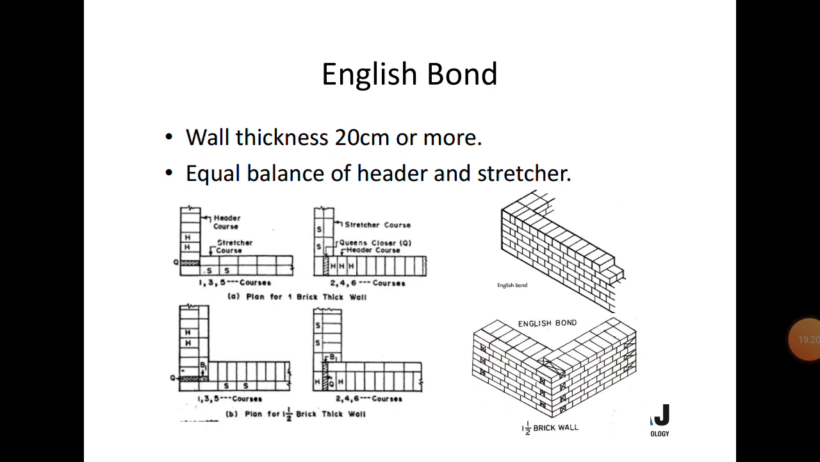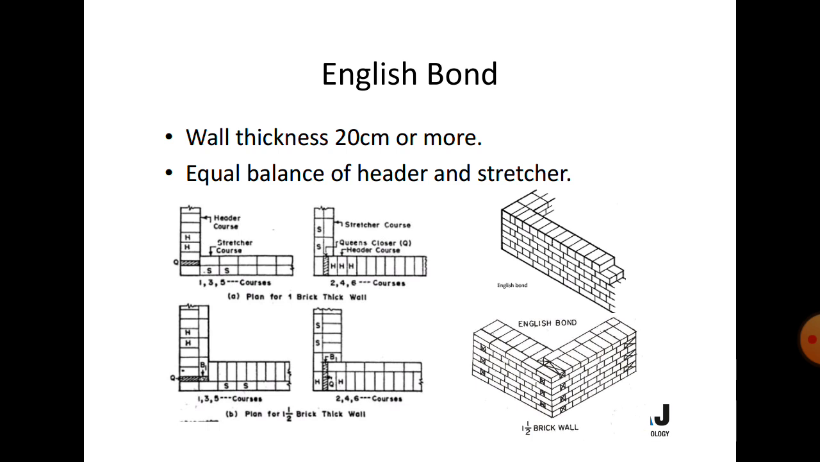Now the next bond is the English bond. The wall thickness is 20 centimeters or more, with an equal balance of headers and stretchers. Here, see this figure. In this figure, the English bond is seen. For the English bond, two figures, totally four figures, are given.